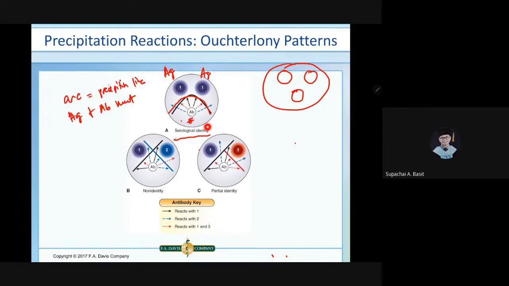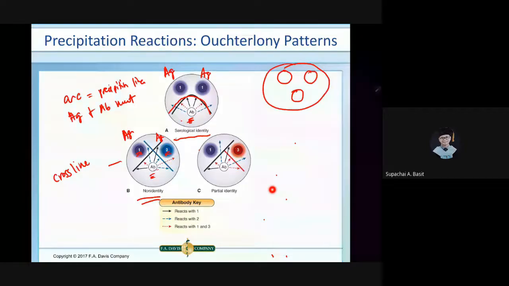Non-identity would appear like this. This is described as the cross line, meaning the antigen present in well 1 and the antigen present in well 2 are not identical with this particular antibody. That's why it's called cross line. It means they are not really related with the antibody that is present here.